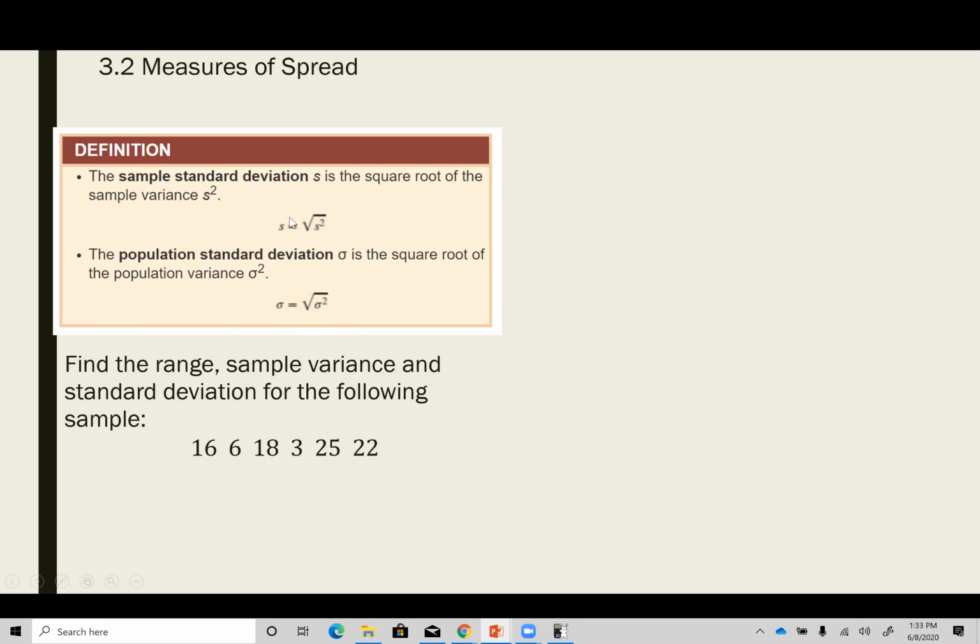So let me ask you guys, what is my range? How do we find a range? Do you agree that to find a range, all we need to do is take 25 minus the 3, guys. Sorry for the typo. 25 minus the 3. The 3 is the smallest data here, to give you 22. So the range is 22, meaning from the smallest data, which is the 3, to the highest data, which is the 25. Okay.